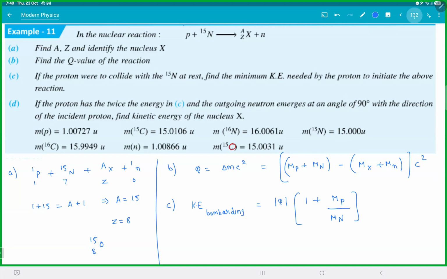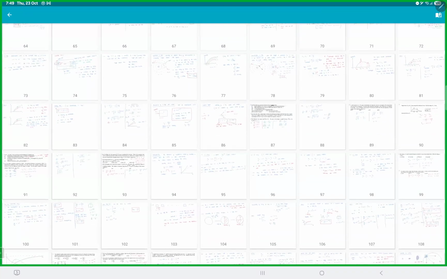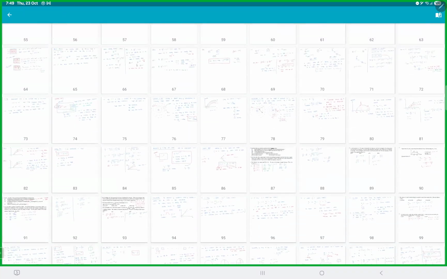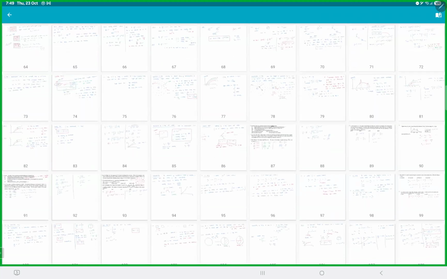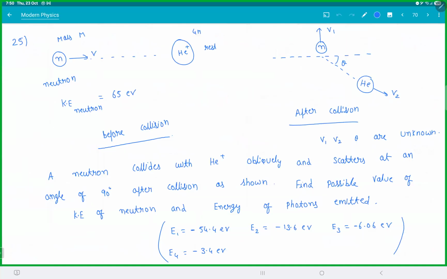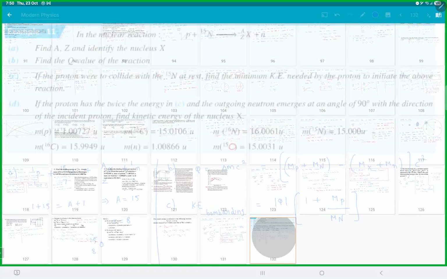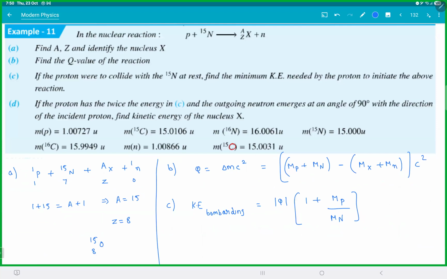And this is not the first time. You have seen something like this before. Remember atomic collisions? It was something similar. The neutron hits the helium and the neutron goes at 90 degrees. Similar. Just think for a minute or two about how you will approach this, and I'll show you.